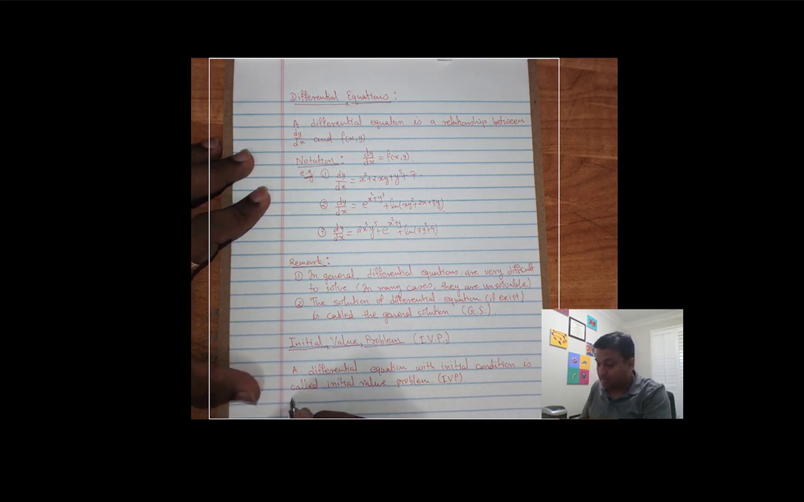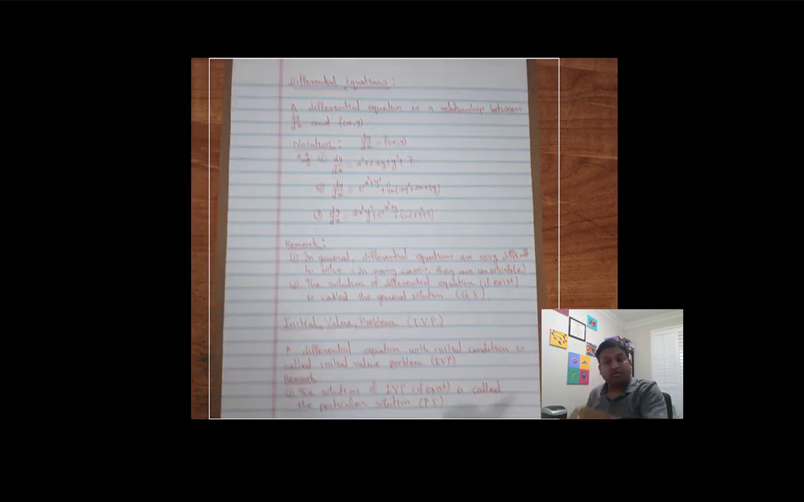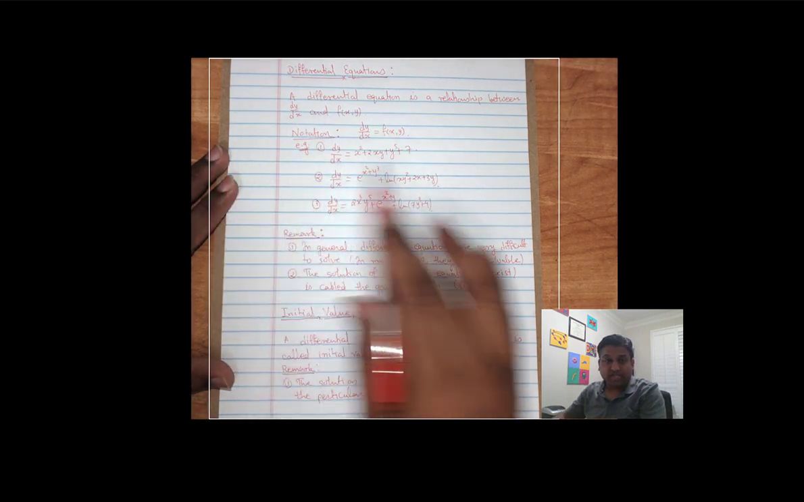Alright, I would like to give you one remark here. Alright, it's a pretty simple remark. The solution of IVP, of course, if it exists, is called the particular solution. In short, I will be writing P.S. to represent particular solution. Alright, so let's keep these things in mind.